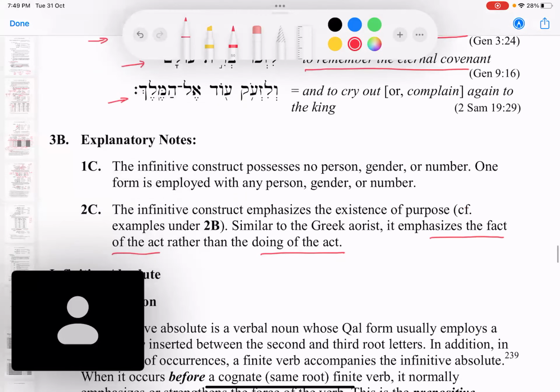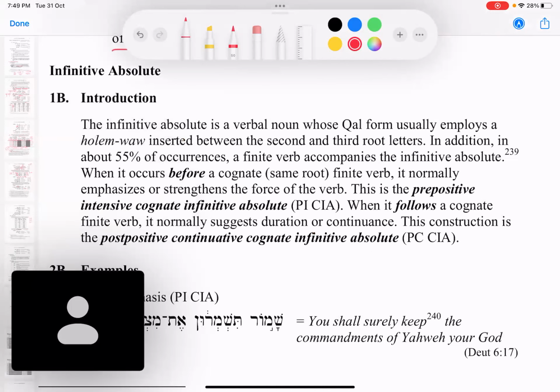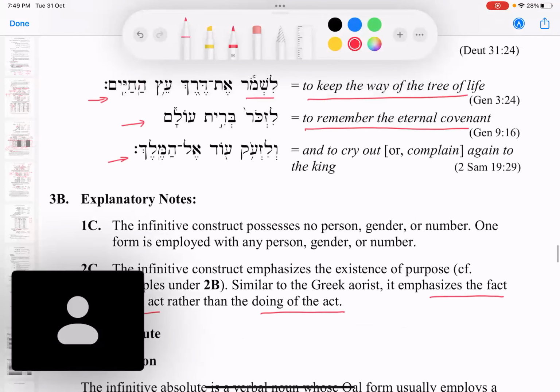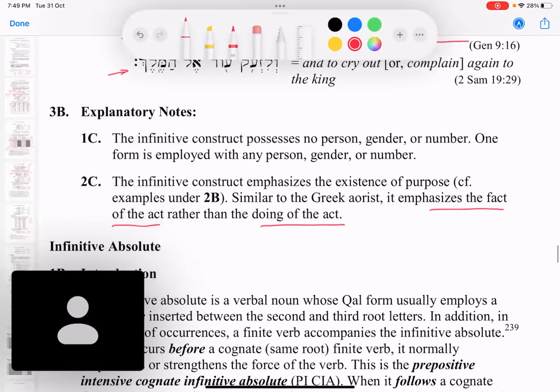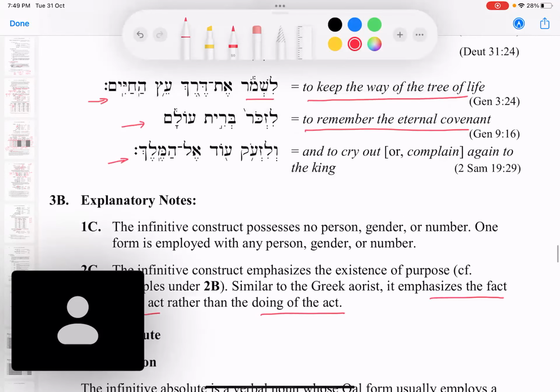So we'll move to infinitive absolute. Do you want me to take infinitive absolute now? Yes, sir. No problem.